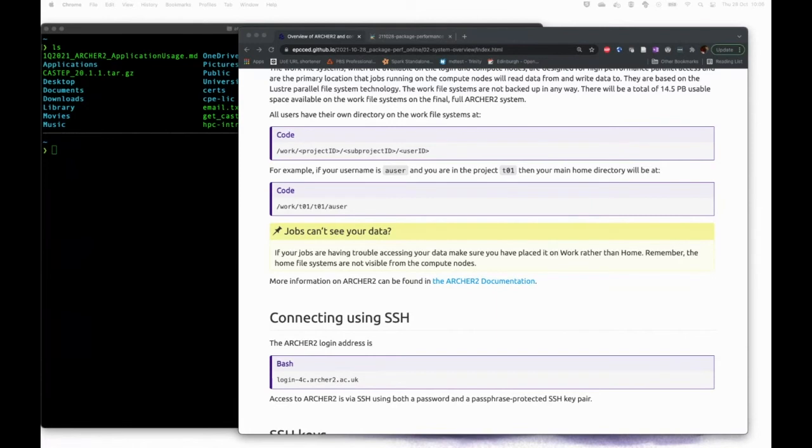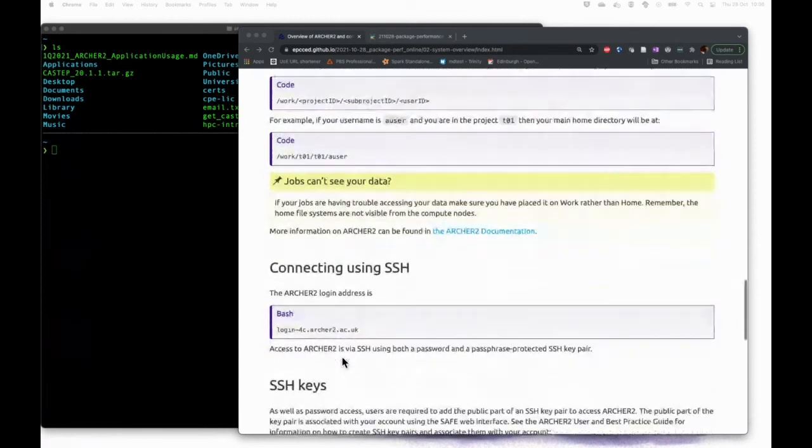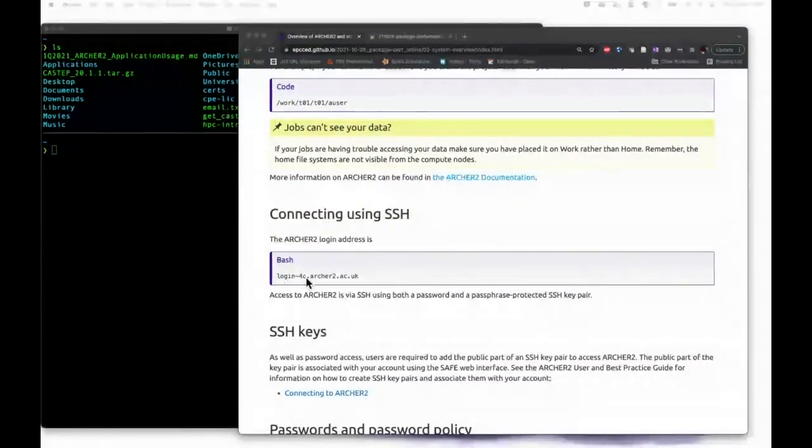So we're going to actually try connecting via SSH. The login address is this thing here, login-4c. That's because it's the full cabinet preview system. To log in, you need both an SSH key and a password. The initial password gets given to you as part of the registration process. The SSH key you have to generate yourself, and there's documentation on how to do that.